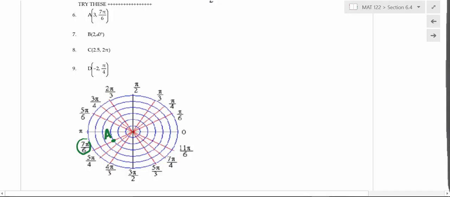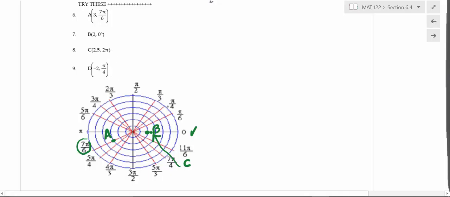Okay. All right. Now the next point is 0 degrees. Same thing as 0 radians, it would be here. You have a positive radius, so you go out 2. So that would locate point B. The next one's 2 pi. So 2 pi we know is just the same as 0. Then you would go out 2.5. So that would be like right there. Okay, out 2.5 would be where point C is located.